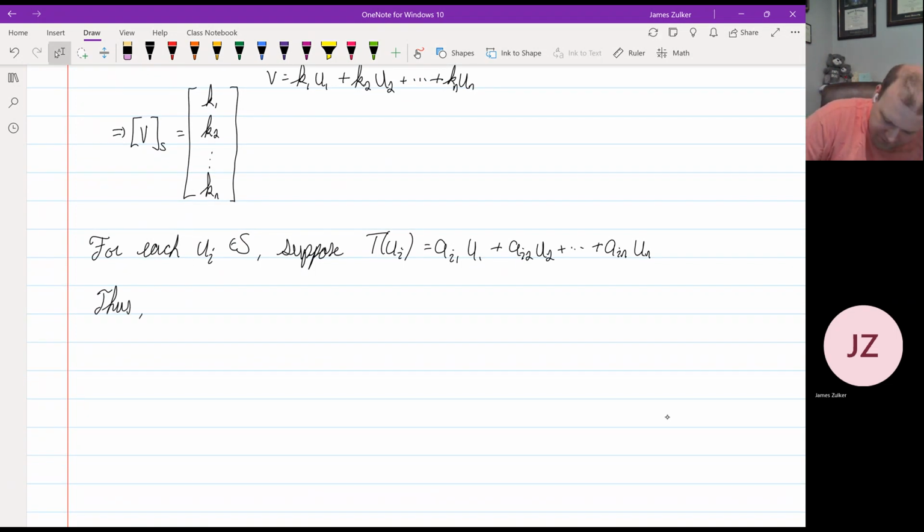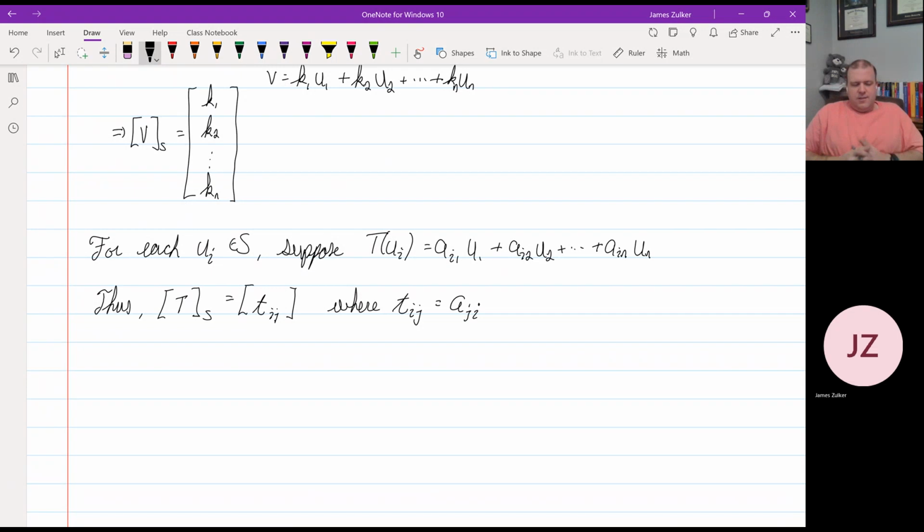Thus, what this gives us is that our matrix representation of T is the matrix Tij, where the ij component is A sub ji. It has to be ji because these are columns, right? So A_I1, A_I2, A_IN forms the ith column of our matrix.